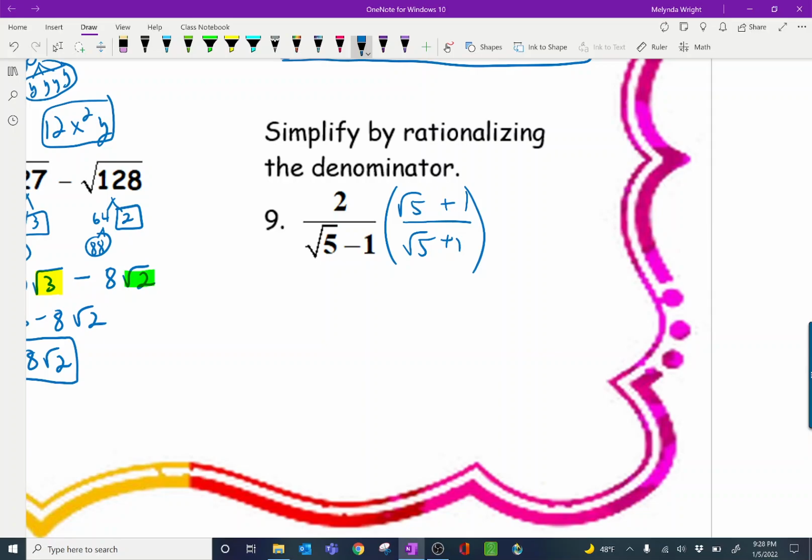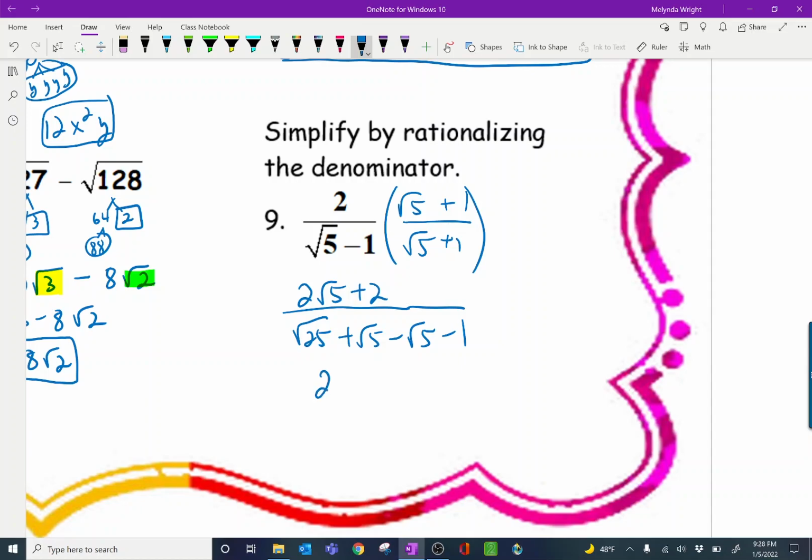So I'm going to work on the top, the numerator first. So 2 root 5 plus 2. I just multiplied that out. Now I'm going to FOIL out the bottom. Root 5 times root 5 is root 25. Root 5 times 1 is root 5. Negative 1 times root 5 is negative root 5. And negative 1 times 1 is negative 1.